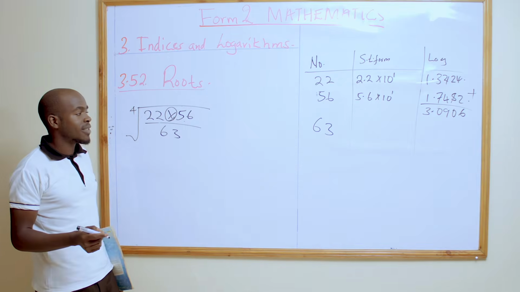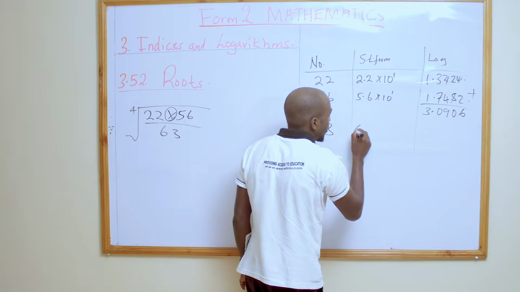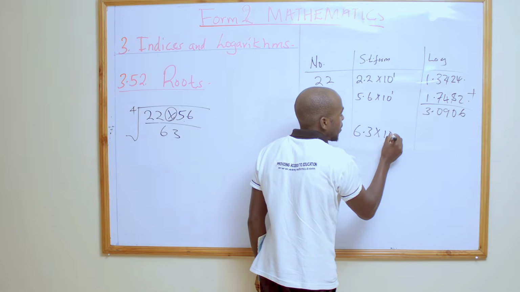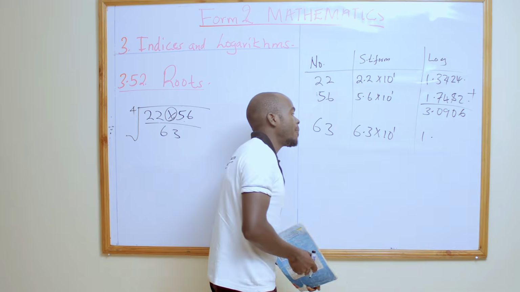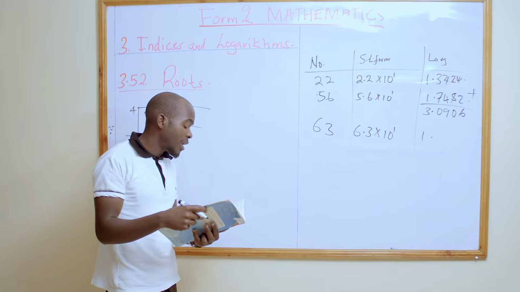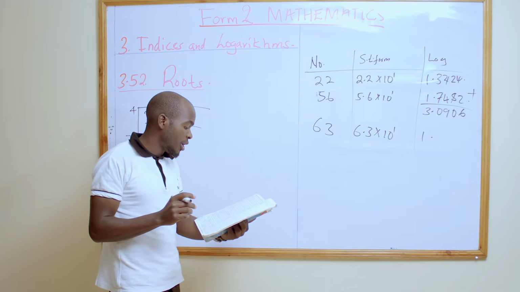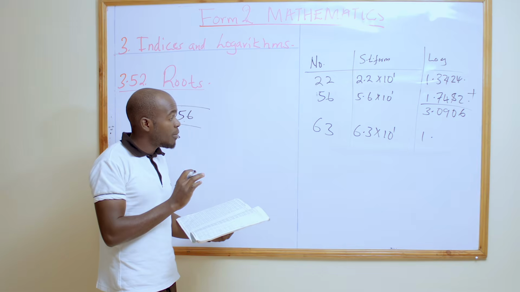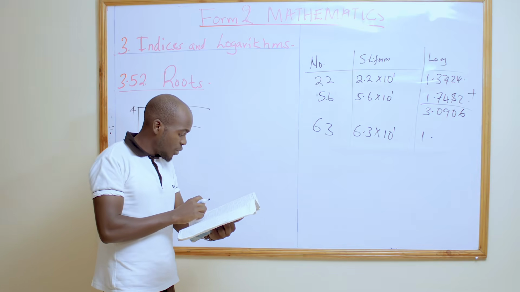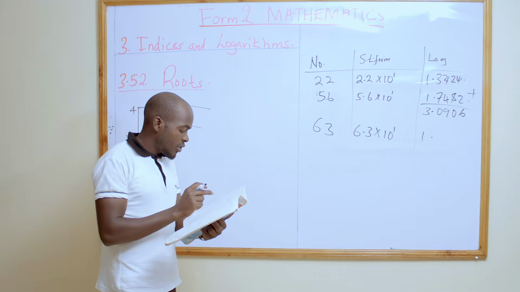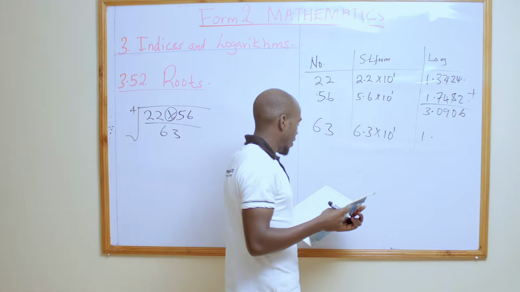Then we are going to work out the denominator part, and that is 63. So we shall have 6.3 times 10 raised to power 1. And in logarithm form, it will be 1 point, and then we find the mantissa part of 6.3. The logarithm of 6.3 will give us the mantissa part, and that will be 0.7993.